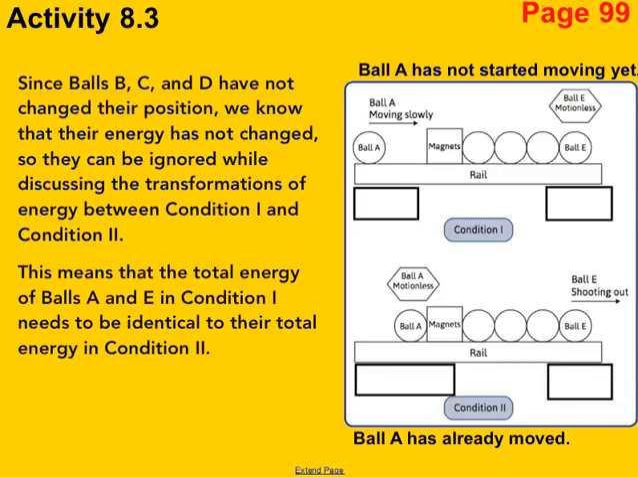Now, since balls B, C, and D have not changed their position, we know that their energy was not changed. There's a little bit of a kickback, but these balls, B, C, and D, basically didn't move at all, so we can ignore them. Their energy was not changed. This means that the total energy for ball A and E in condition 1 needs to be identical to the total energy in condition 2.